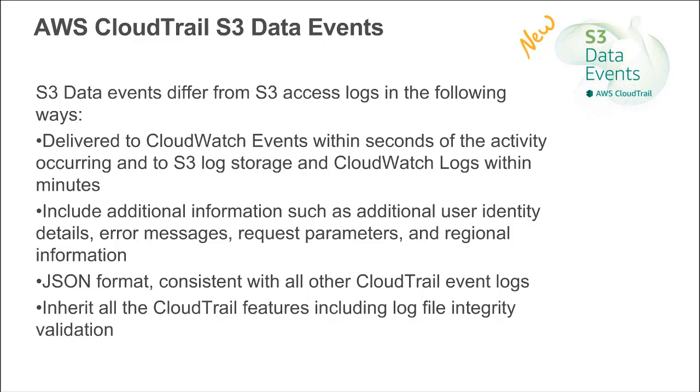In addition, with CloudTrail S3 data events, you can capture additional user identity details, error messages, request parameters, as well as regional information. Also, the information is in JSON format, which is consistent with the other CloudTrail event logs. And you also get the benefit of inheriting other CloudTrail features, such as log file integrity validation. So these are some of the features that help differentiate the CloudTrail S3 data events versus the S3 access logs.